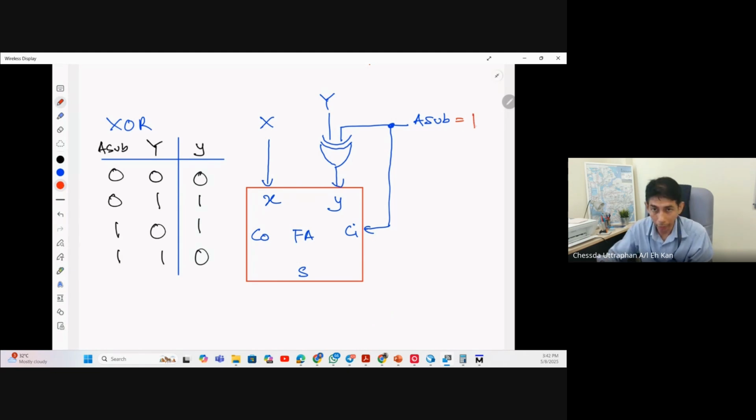Okay, now when this is 1, it means that A sub is equal to 1. What happened to Y here? If capital Y is 0, this small y equals 1. And if this is 1, the small y equals 0. So it means that y here is equal to y bar, capital Y bar.